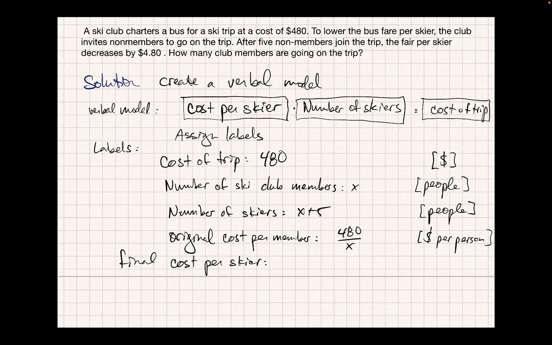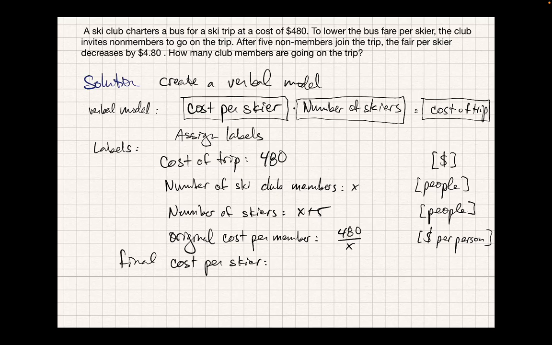Are the non-members paying extra or something? No, we're just looking at the cost per skier. Is the answer 44? Way to spoil the answer, man. No, I don't think it is. I don't want to jump ahead to the answer. I want to figure out how to get there.